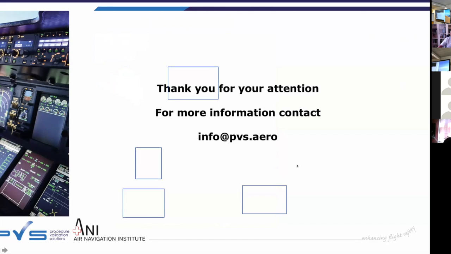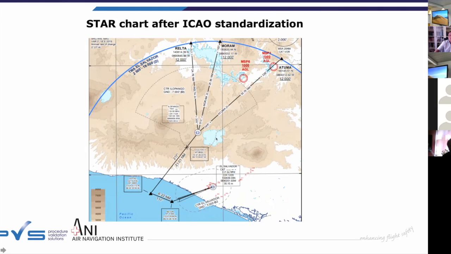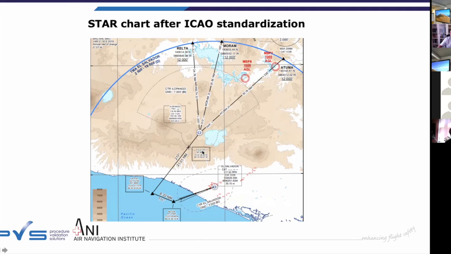But I promised you, I show you an example. Here you see in El Salvador, they used to have transitions. They used to have a STAR from Yankee Bravo Victor, I think it is, this fix in the middle, this VOR. And then from there you had a STAR, and you had transitions from Atuma, Moram, and Relta. Now, after the ICAO standardization, following the publication rules of ICAO, now we have 3 STARs instead of 1.